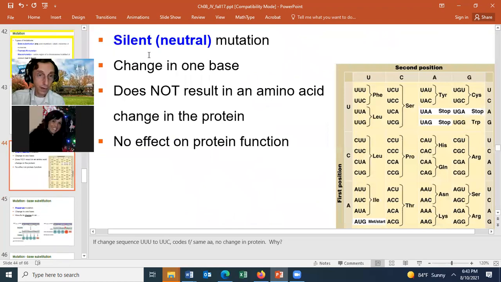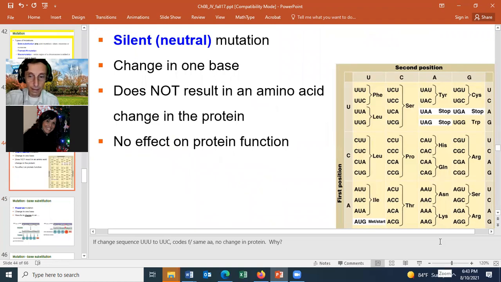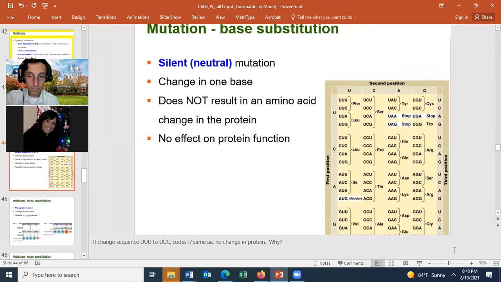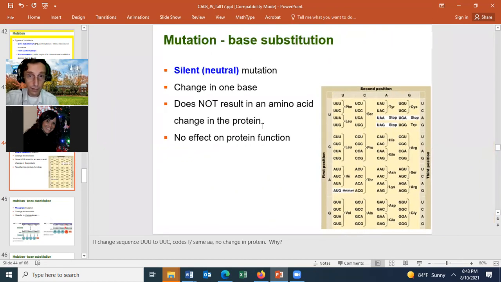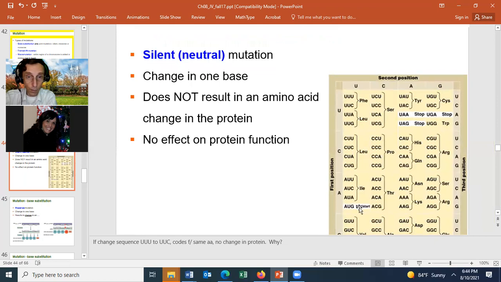The first mutation I want to talk about is a silent mutation, sometimes called a neutral mutation. It is a base substitution which changes the DNA. One base in the DNA is changed. However, when it's transcribed into RNA and then translated into protein, the protein is not changed because you're changing the nucleotide, but you can change it to another codon that codes for that same amino acid.